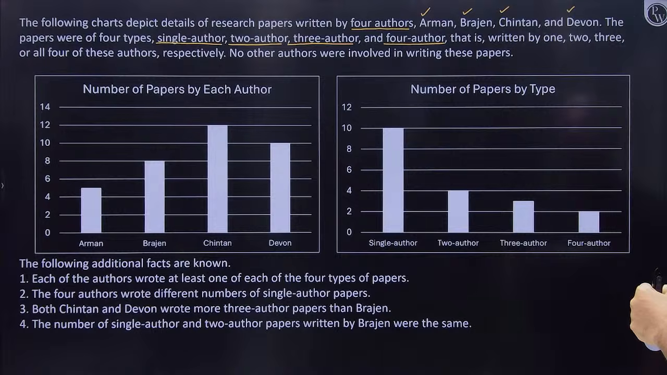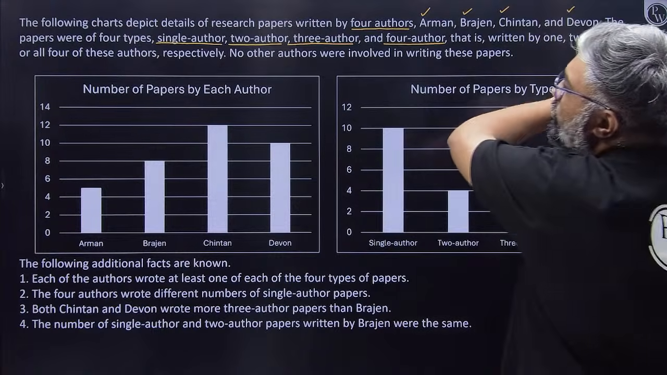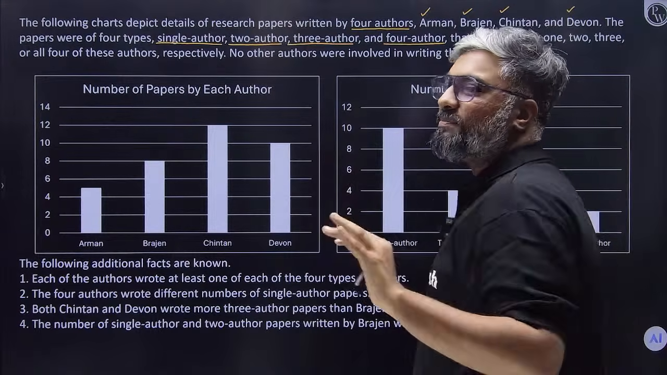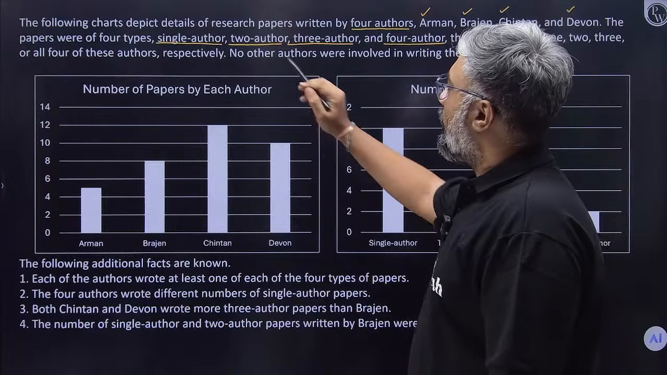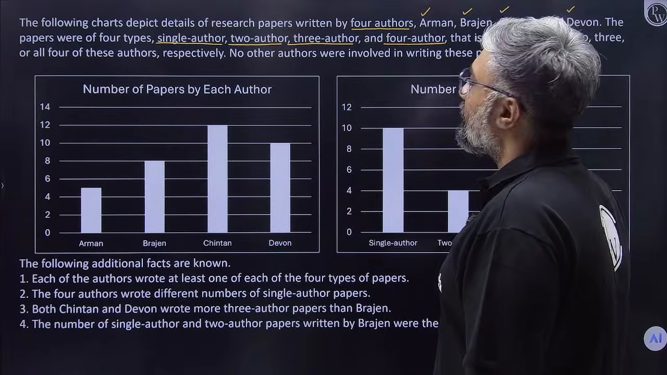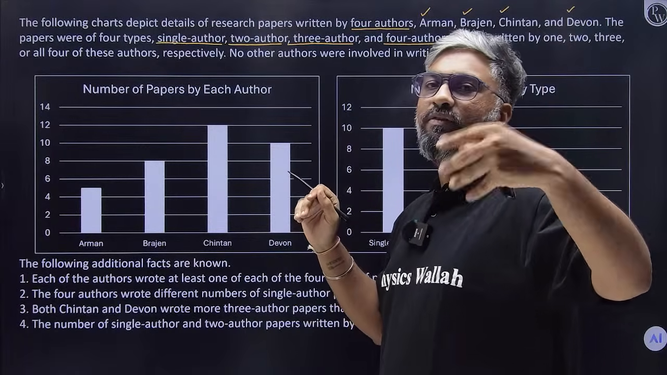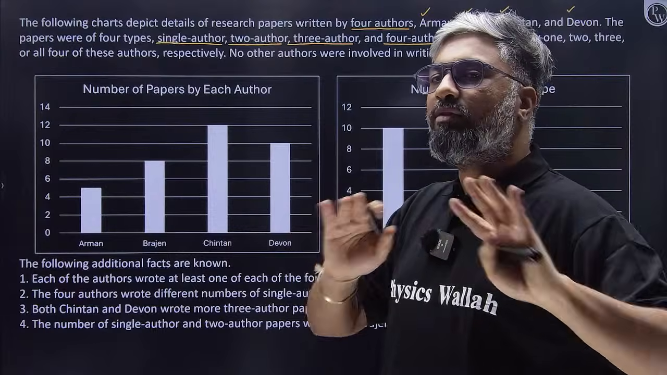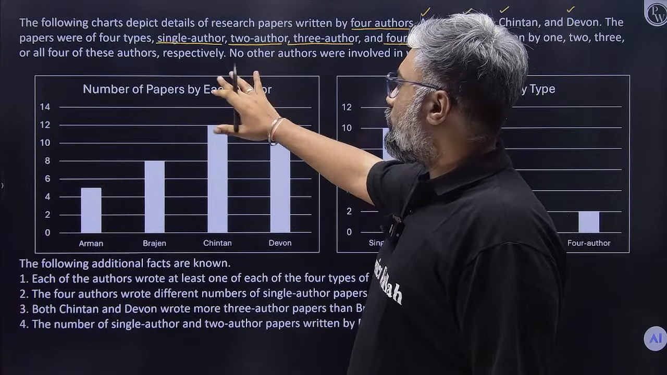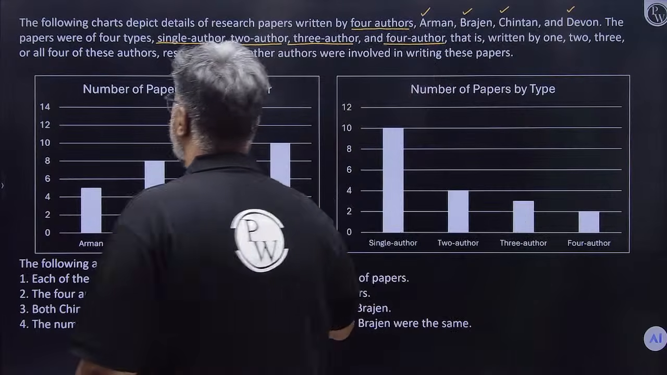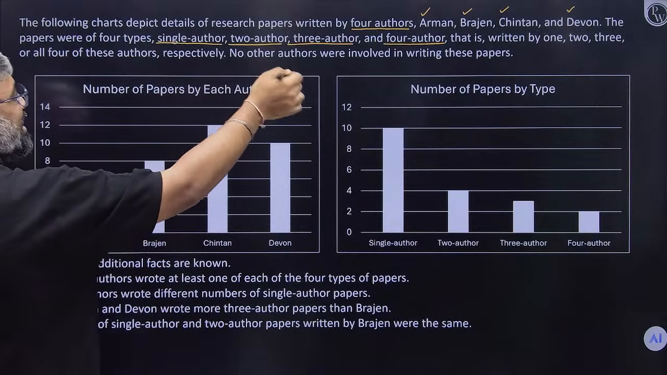Perfect. Let's go. That is written by 1, 2, 3 or all 4 of these authors respectively, which we have clearly understood. No other authors were involved in writing these papers. So apart from these 4, there is no 5th author. No 5th, 6th author, only 4 authors. Alright. So we have 2 bar graphs here. The first bar graph says what? Number of papers by each author.